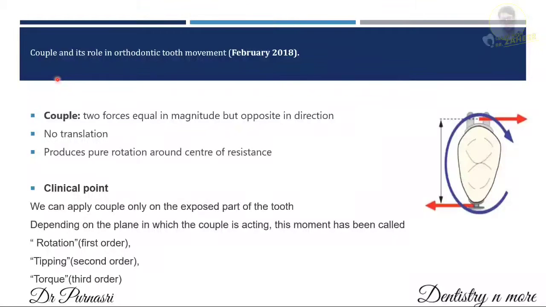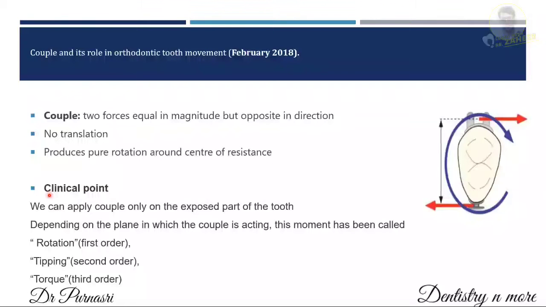Then we have a question: couple and its role in orthodontic tooth movement. Couple occurs when there are two forces equal in magnitude but opposite in direction. There are the red arrows here, you can see, right? So that is the force. This causes the tooth to rotate. So there is no translation, and it produces a pure rotation around the center of resistance.